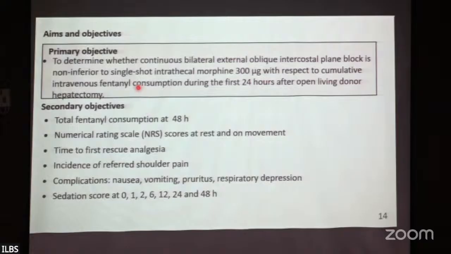Aims and objectives. Primary objective: to determine whether bilateral continuous external oblique intercostal plane block is non-inferior to single-shot intrathecal morphine with respect to cumulative intravenous fentanyl consumption during the first 24 hours after open living donor hepatectomy. My secondary objectives included total fentanyl consumption at 48 hours, and numerical rating score, which is used to assess pain. It was assessed at both rest and on movement, along with time to first rescue analgesia with both the techniques, incidence of referred shoulder pain, and complications like nausea, vomiting, pruritus, and respiratory depression. Sedation score was assessed at these time points.